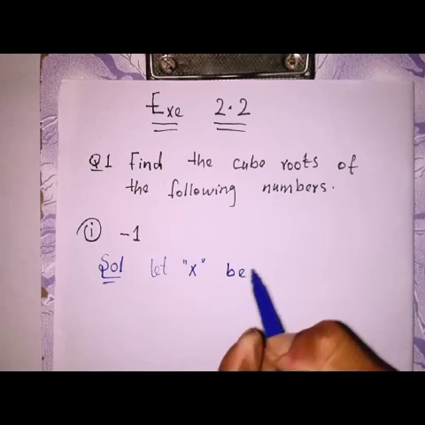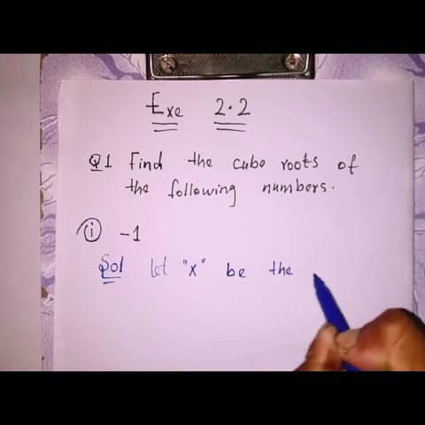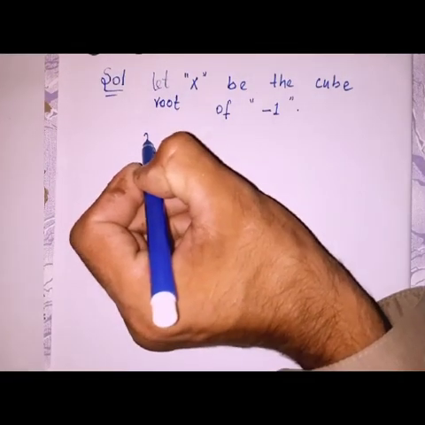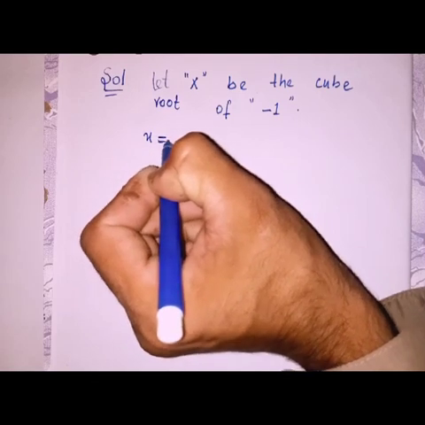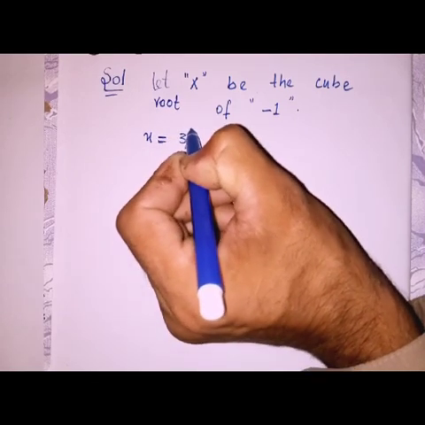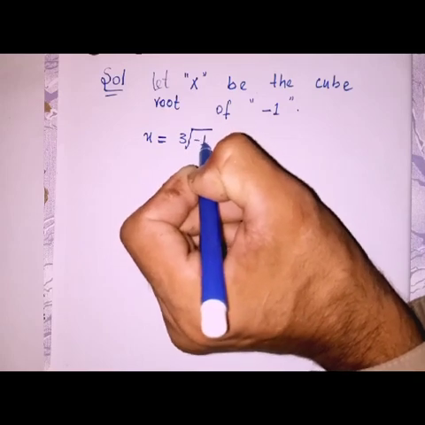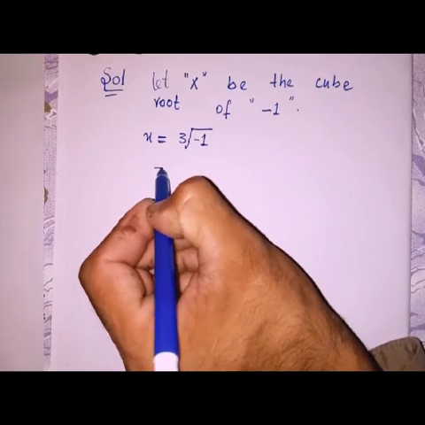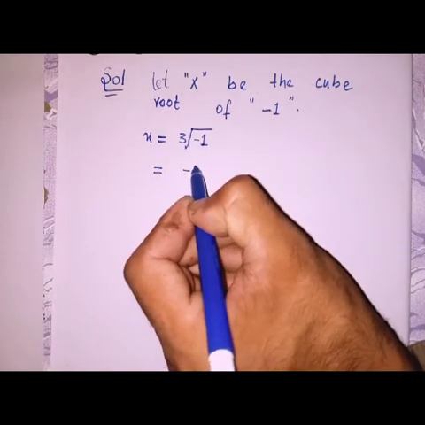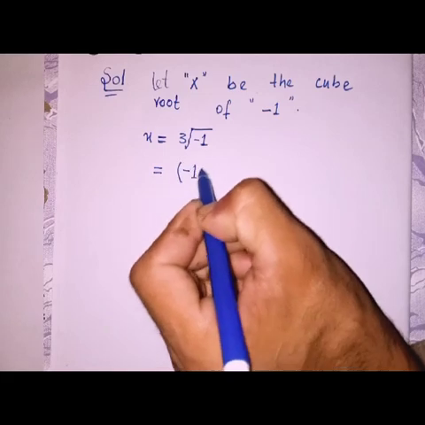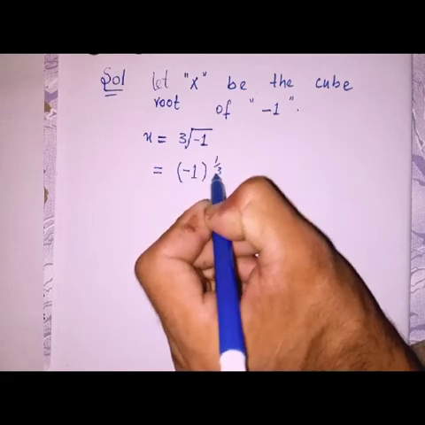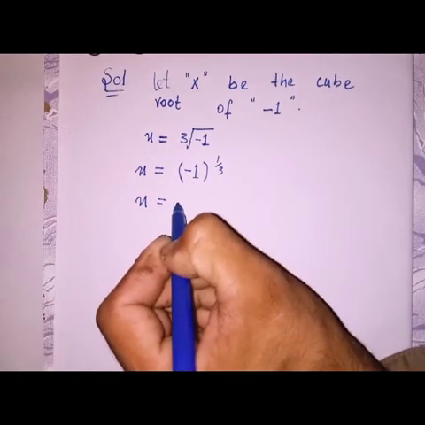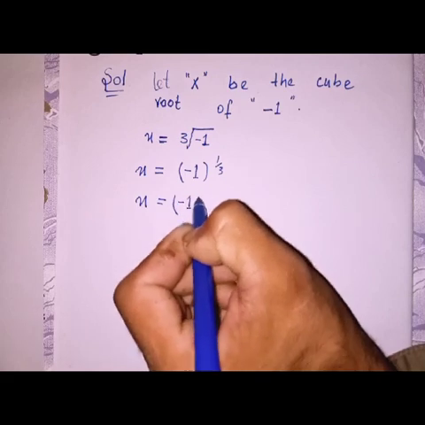So here we take x is the cube root of -1. Now we can write x is equal to 3 under the root -1. It's a simple way to write a cube root of x. Or we can write x is equal to -1 power 1 over 3, because it's another way to write a cube root of x.